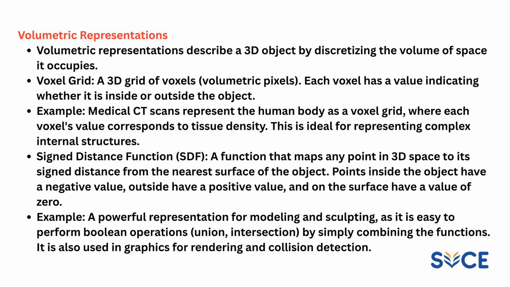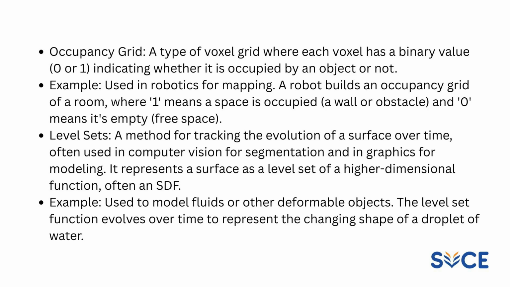There are also more techniques, like the occupancy grid. An occupancy grid is a simplified voxel grid where each voxel stores just a binary value. One represents occupied, basically, so there is an object here, and zero represents empty or free space. This makes it lightweight and practical for real-time applications like robotics.